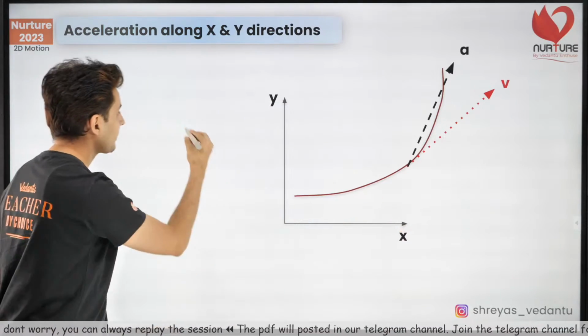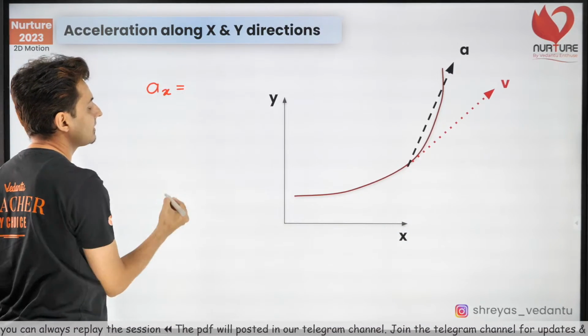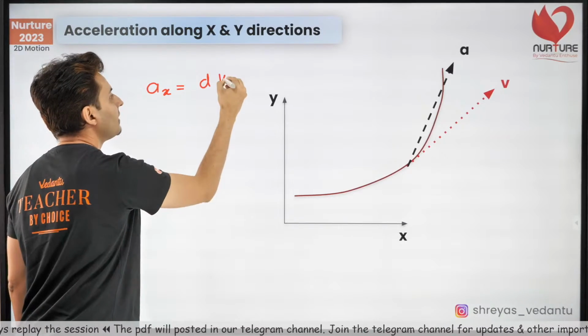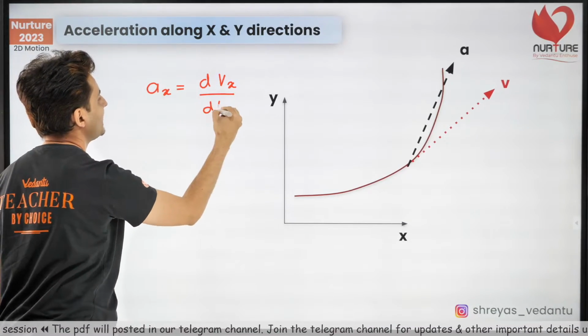That means, if you want to find acceleration in x-axis, just look at rate of change of x velocity with respect to time.